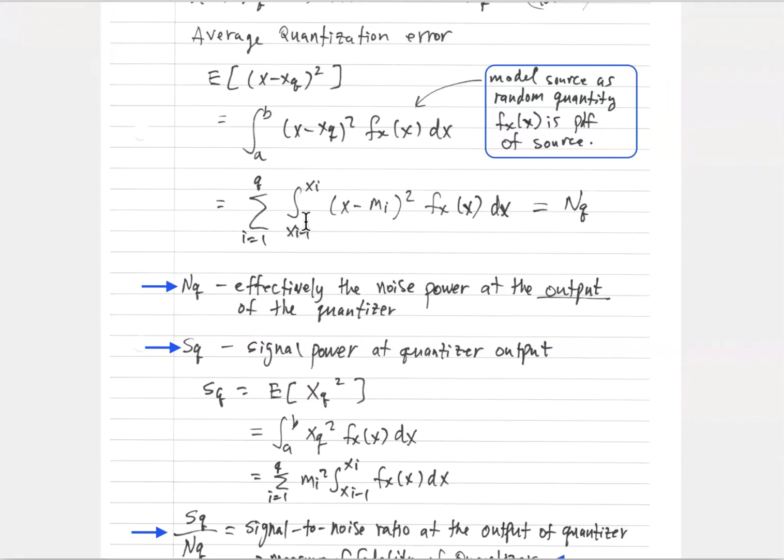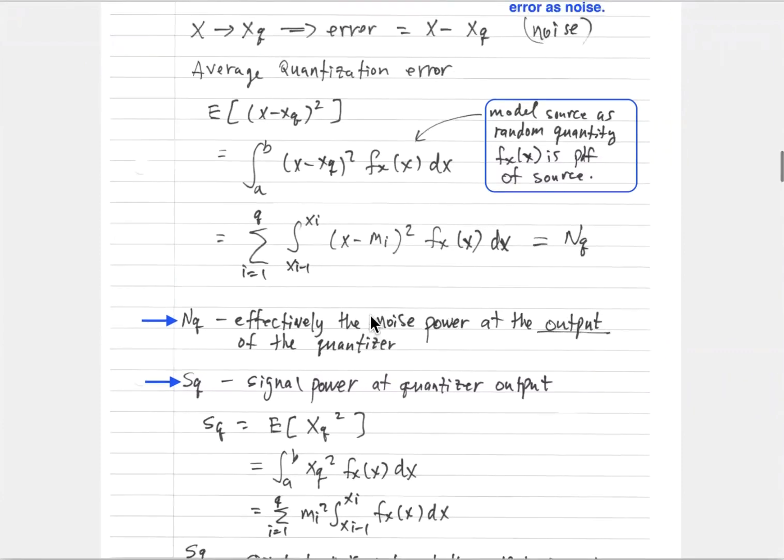This is the integral over one bin. This is the summation over the Q bins, or the Q levels. And depending on what fx of x is, you can evaluate this integral, and we'll call this thing NQ. As I said, this will be the measure of how much noise I'm adding. So it's effectively the noise power at the output of the quantizer. It characterizes how much noise quantization is adding.